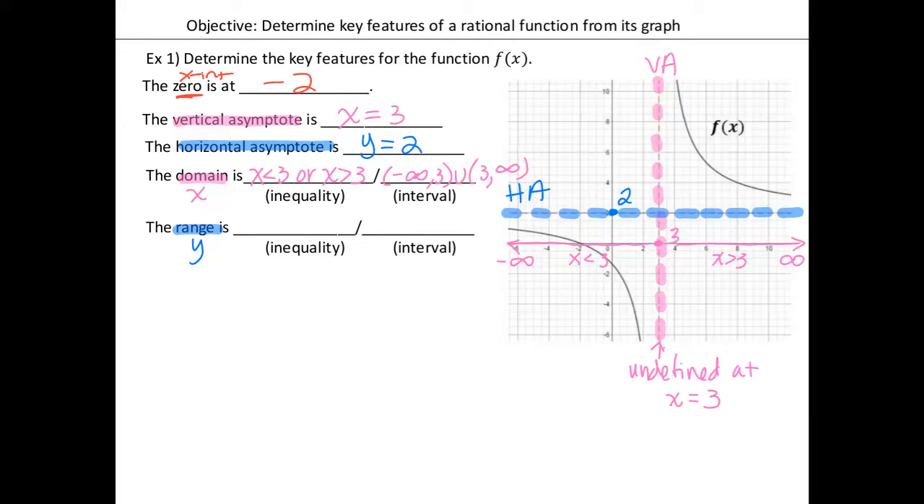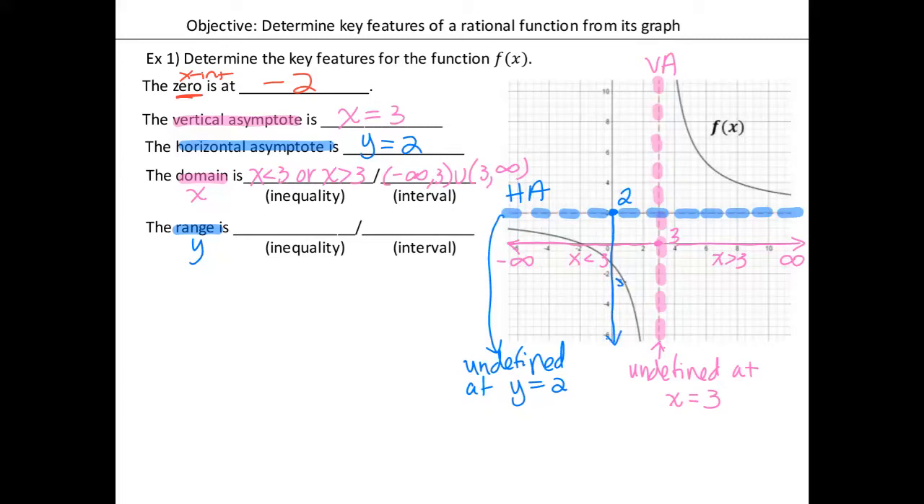And then the range kind of works in the same way. My range, however, are the y values. So I'm looking at the y values. I have no restrictions all on this side. Anything below 2 is perfectly fine. And everything above 2, I have everything okay. I just am not allowed to be 2. So all of my range values are valid except for 2. These are undefined at y equals 2.